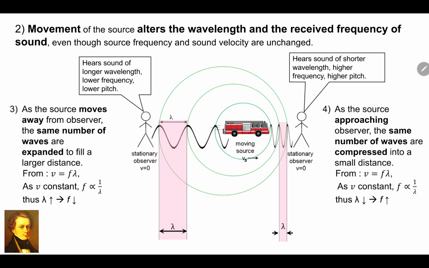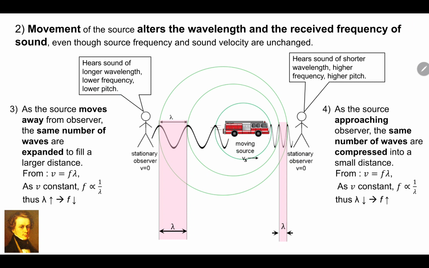Point number 3: as the source moves away from the observer, the same number of waves are expanded to fill a larger distance. According to the formula v = fλ, when v is constant, we know that f is inversely proportional to the wavelength. If the wavelength becomes larger, the observer will hear sound of longer wavelength, lower frequency or lower pitch.